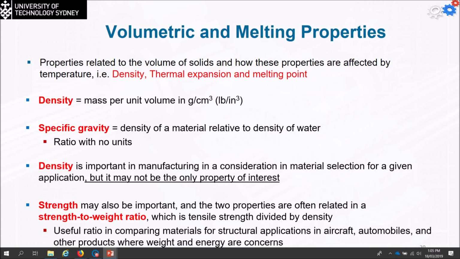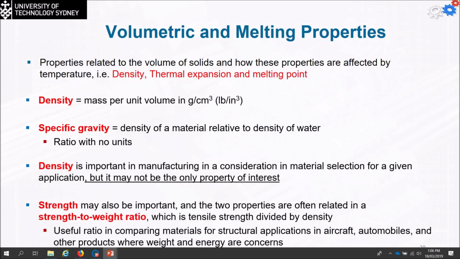For example, if the density of steel is 7,800 kilograms per cubic meter, what will be its specific gravity? 7.8. Simply divide the 7,800 by 1,000, which is the density of water. So the specific gravity is going to be 7.8. Density is important in manufacturing in the consideration of material selection for a given application, but it may not be the only property of interest. Strength may also be important, and the two properties are often related through the strength to weight ratio, which is the tensile strength divided by the density.